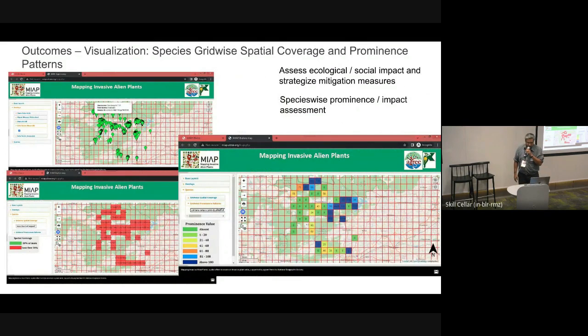The eventual outcomes of this project are, apart from the data collection, a backend application we have developed using Google Maps, Leaflet, Postgres, and other JavaScript-based libraries. There we not only manage the data being collected in real time, but also try to assess the socio-ecological impacts and how they can be used for strategizing mitigation measures. You can also measure the prominence value of these invasive species present in these regions.